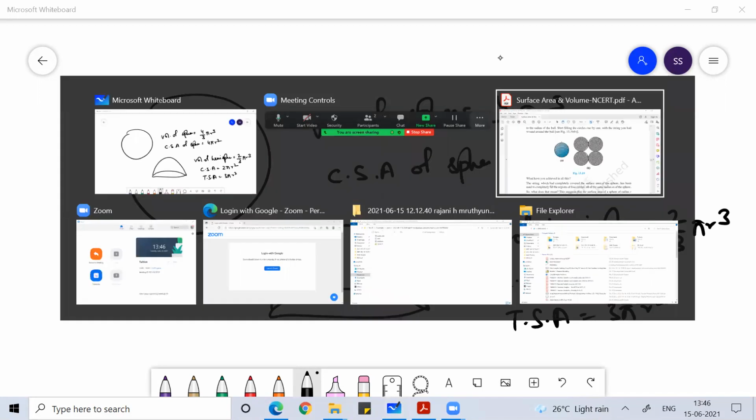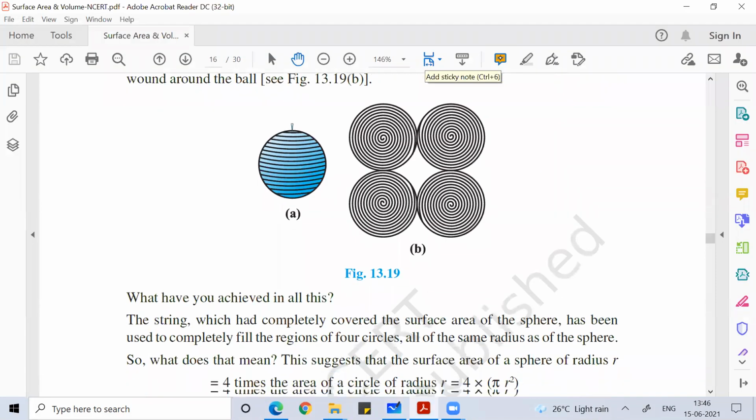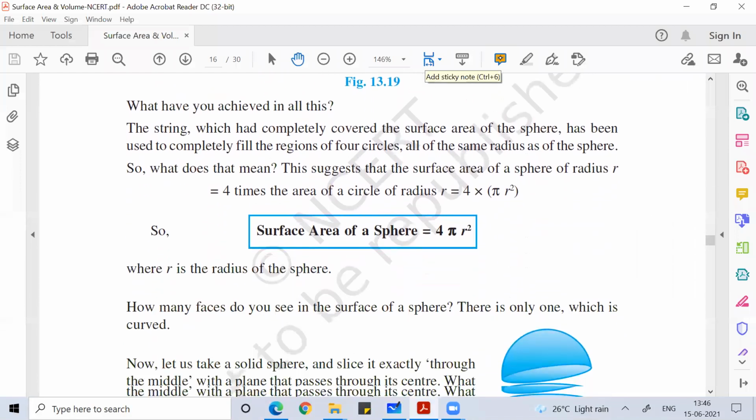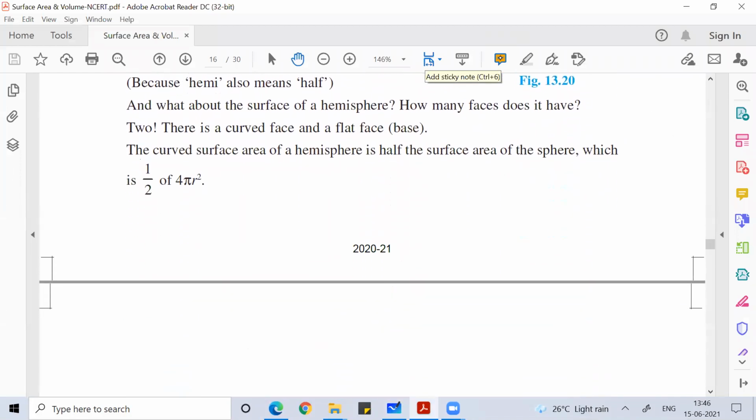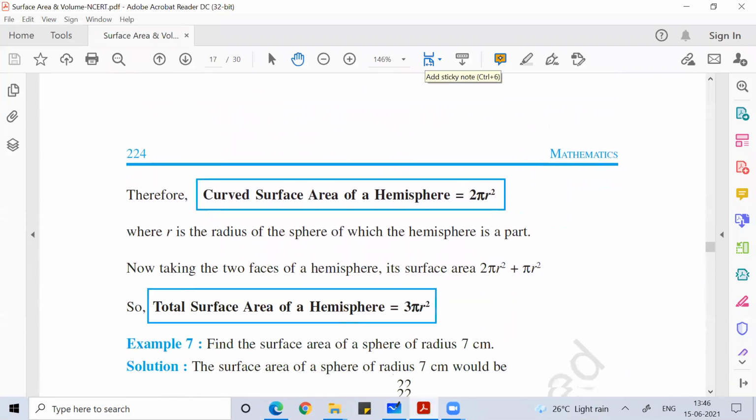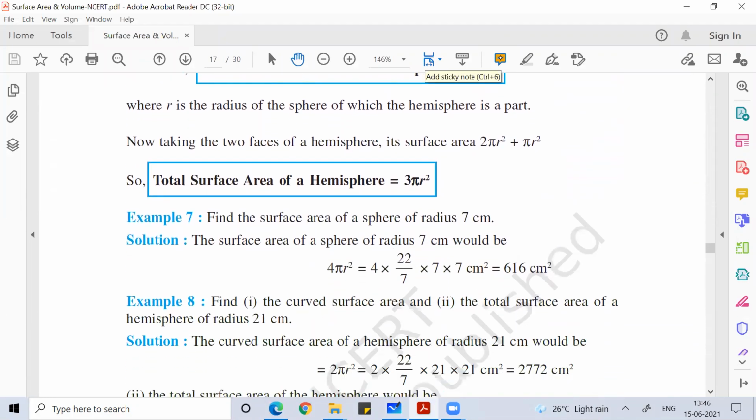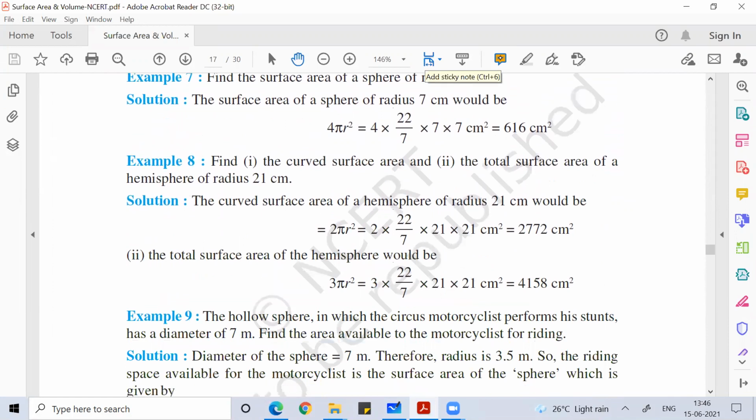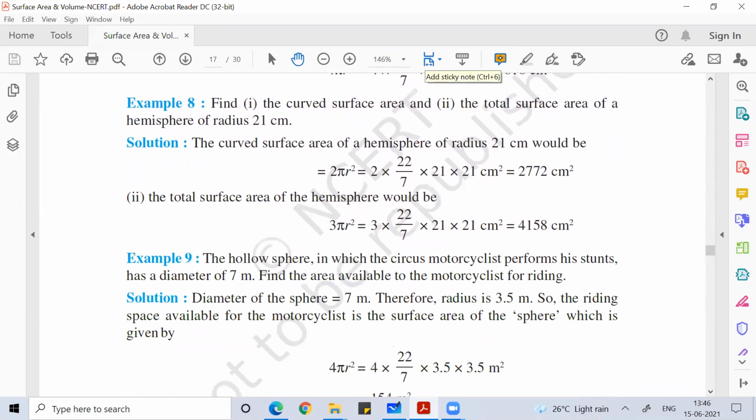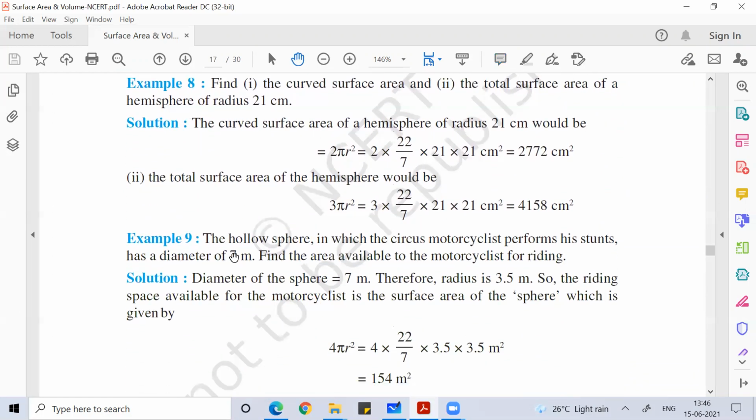So now if you see this, whenever you get time, you can read about the theory part and all. They have very beautifully explained everything. Just the diameter is given, we can find the area. So in terms of diameter, what is the formula, Dhwani? What is the curved surface area of a sphere in terms of diameter?